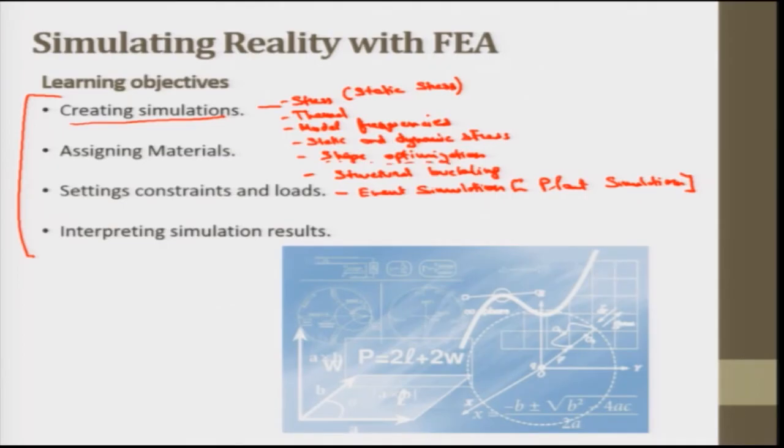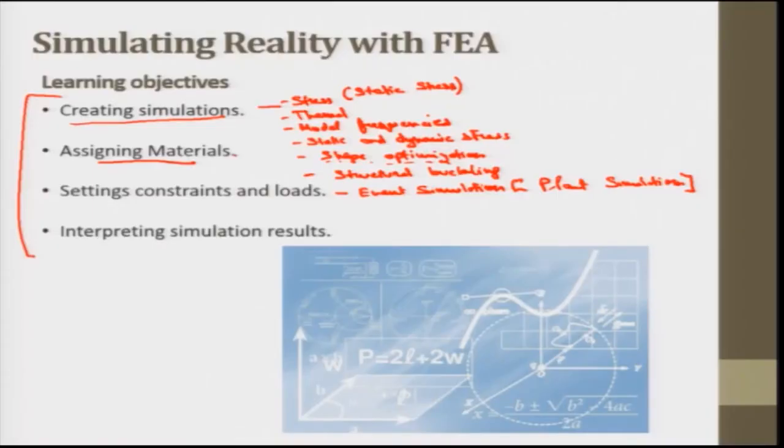Then the second objective is assigning the materials. When we are conducting the simulation, we can select different materials. For instance, the process that we are choosing and the material that we are choosing should have compatibility. For instance, if I am choosing laminated object manufacturing, I should have a material in the form of sheets. If I am choosing 3D printing, I should have material in the form of wire feedstock or in the form of powders. So, those things are to be taken into account.